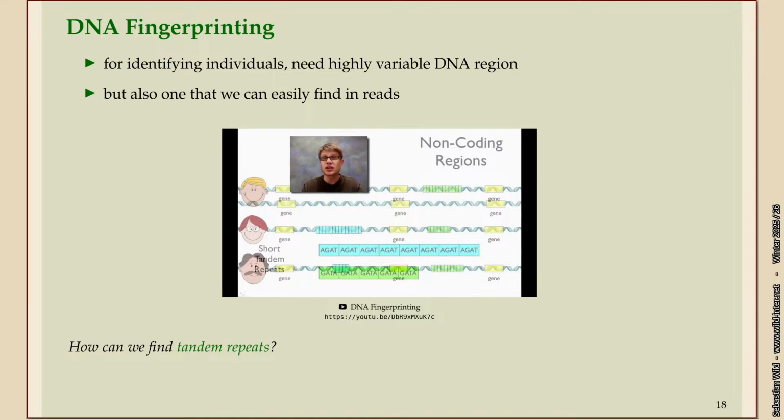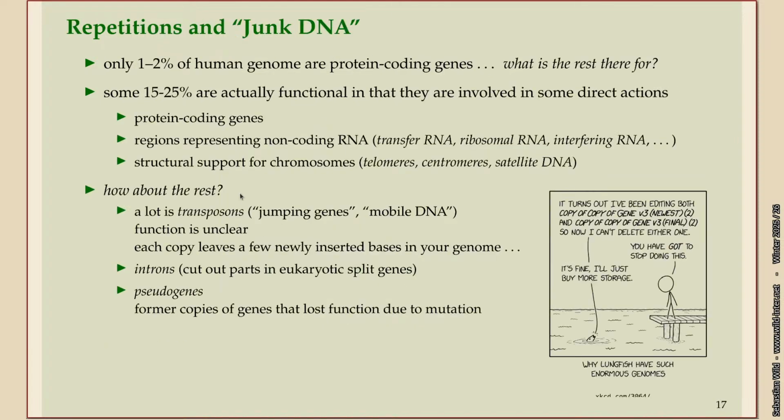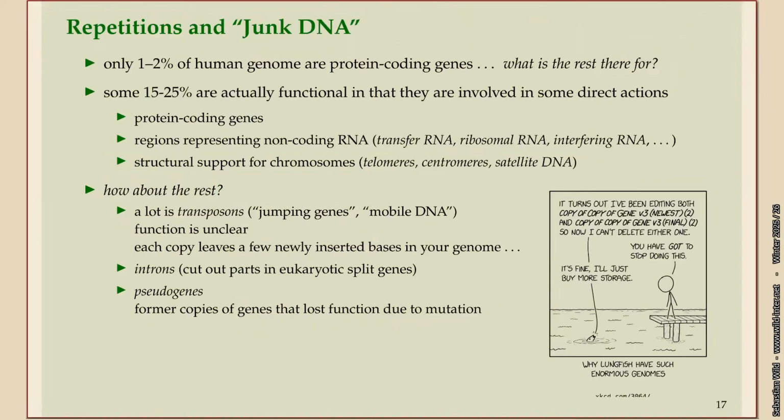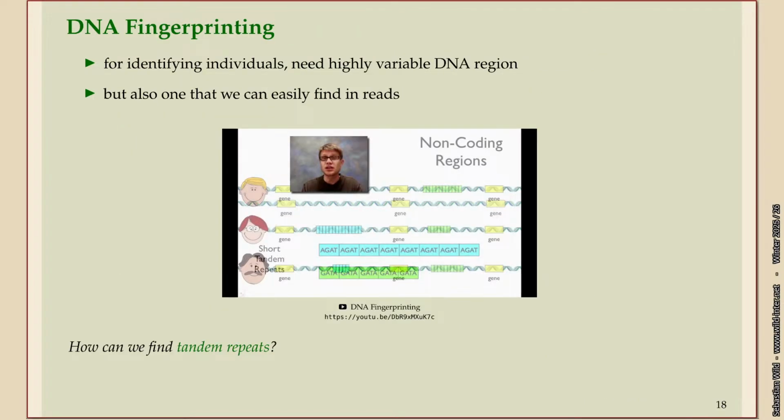Now, all of this is somewhat amusing, and you may ask, when do we come back to tandem repeats? The reason is that it's still not random what happens in this 50% of DNA. Despite the fact we don't know the function or don't see a function, there's structure in there that we can exploit. And in particular, you can use this for DNA fingerprinting.